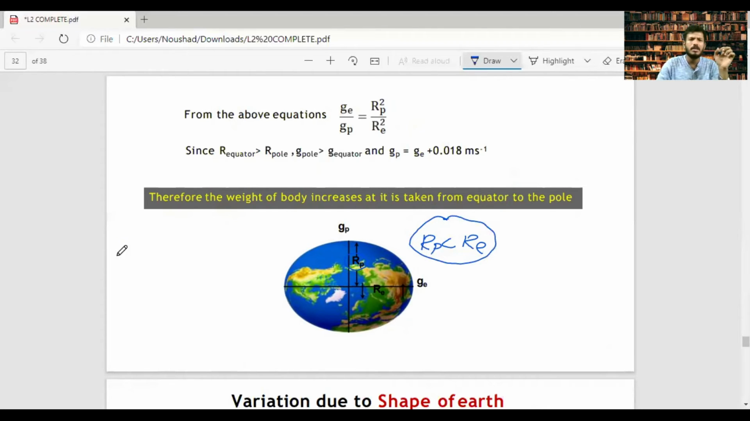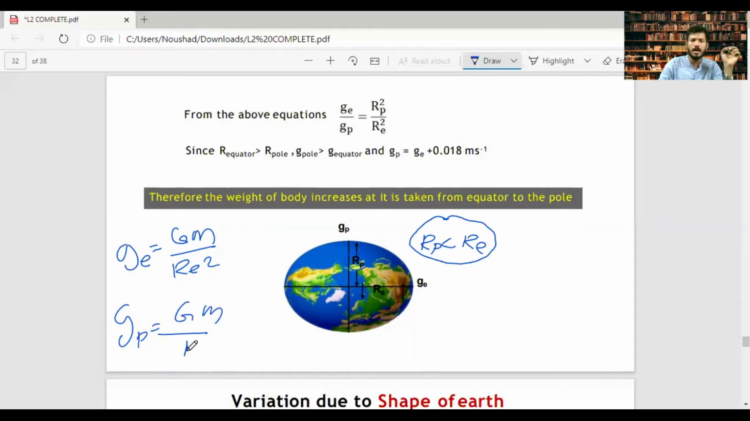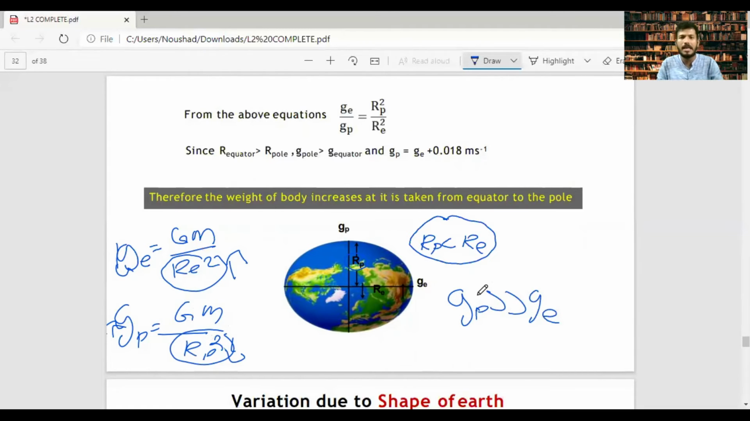What does it mean? Acceleration due to gravity at equator, ge, is gm by re square. Acceleration due to gravity at the pole, gp, equal to gm by rp square. We know that re is greater than rp. That means the denominator is higher here, and the denominator is lesser there. So we can say that acceleration due to gravity at the pole is greater than acceleration due to gravity at equator. Why? Radius comes in the denominator.